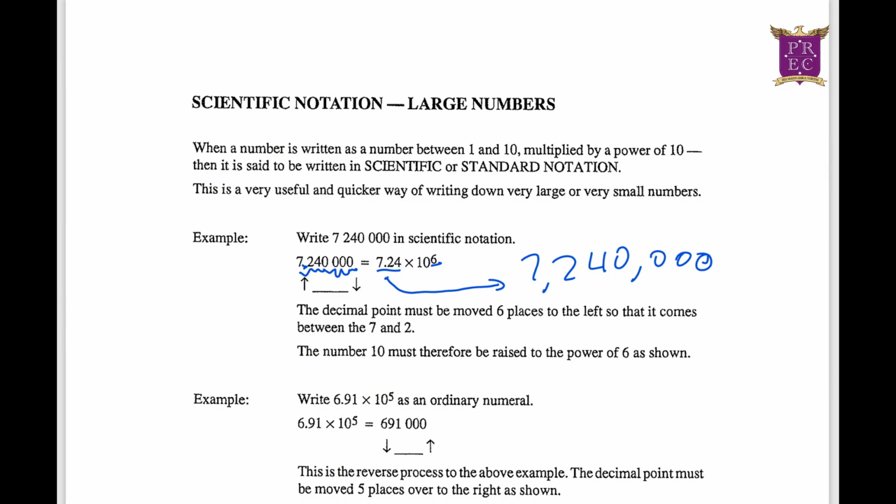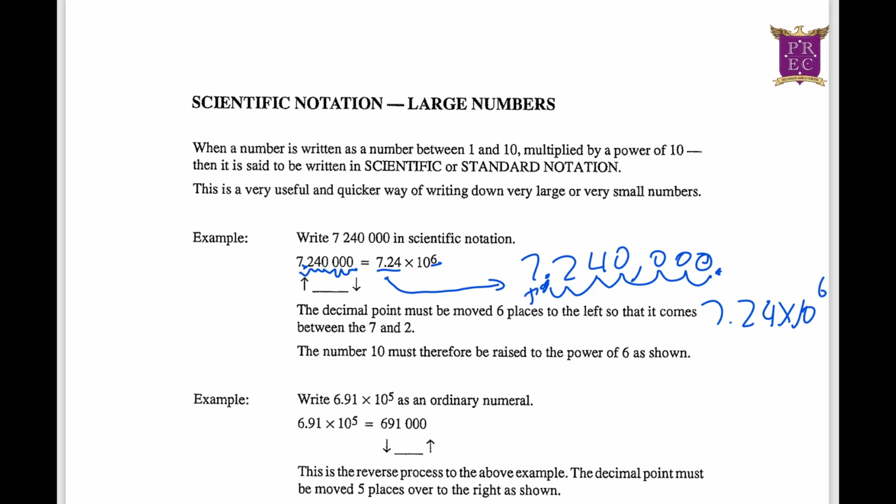In the same way, if we want to convert 7,240,000 into scientific notation, we would move the decimal place to one spot after our first digit, and we count how many digits are between here and the end of the number. Between here and the end of the number, we have 1, 2, 3, 4, 5, 6. So we have 6 digits in between, right after our first digit and the end of our number. So we would write 7.24 times 10 to the power of 6.